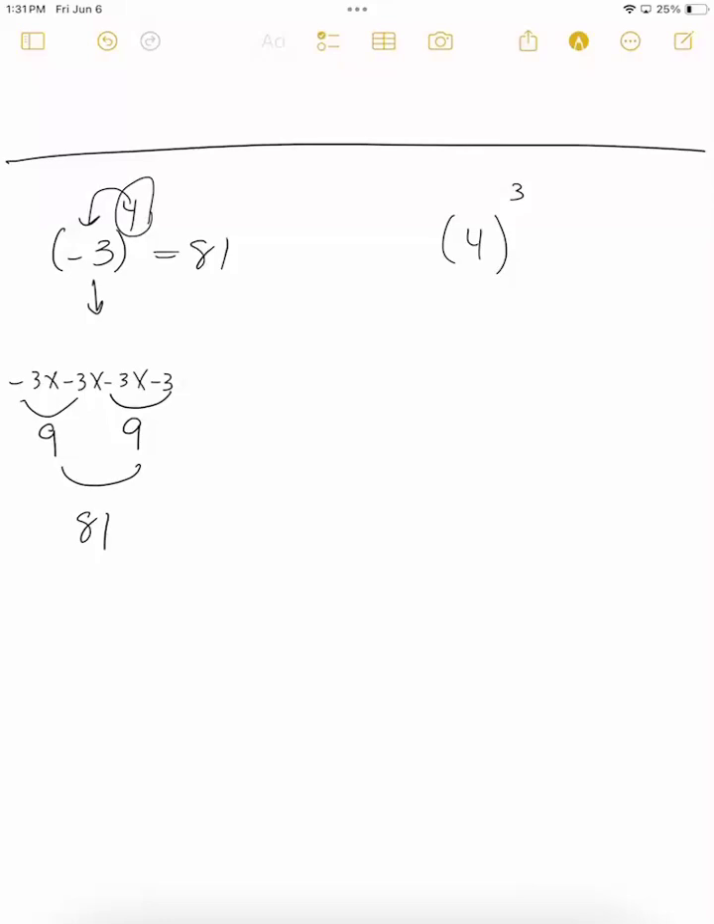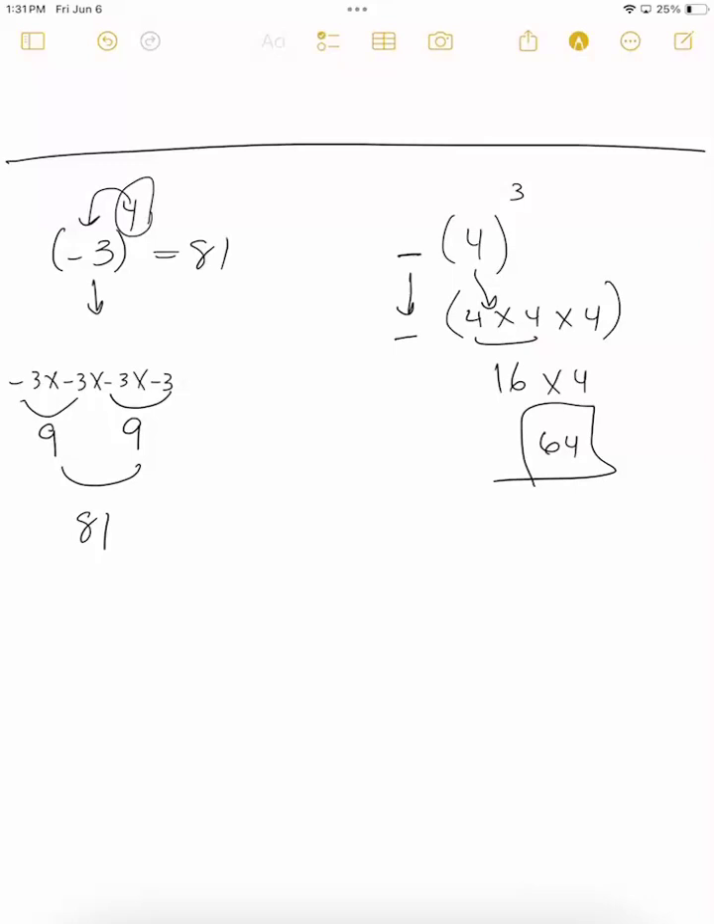What about this one? This one is 4 times 4 times 4. 4 times 4 is 16. 16 times 4 is 64. What if this was a negative here? So if it's a negative here, do this part. Keep carrying this negative. Put this negative. And then negative 16 times 4 is negative 64. So that's what you would get if that was a negative.